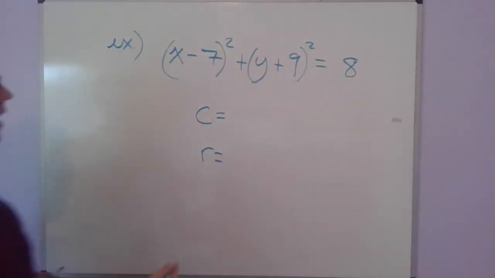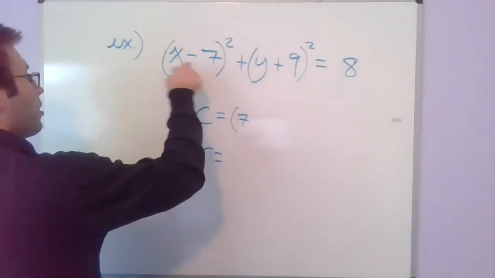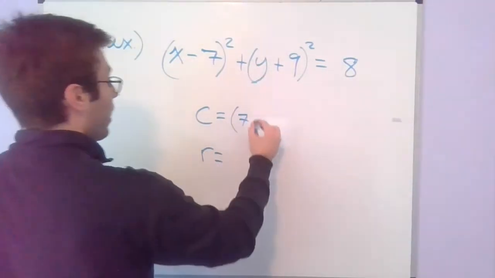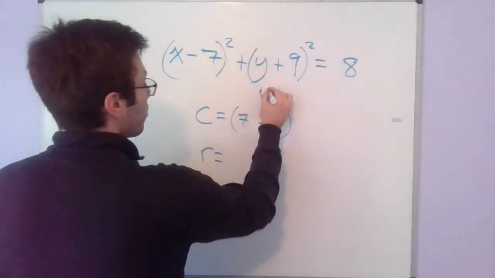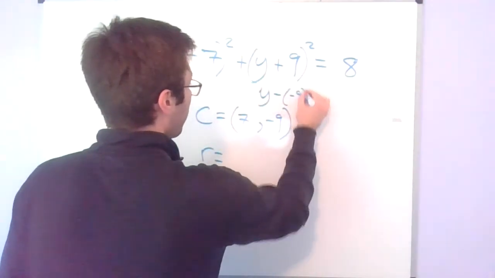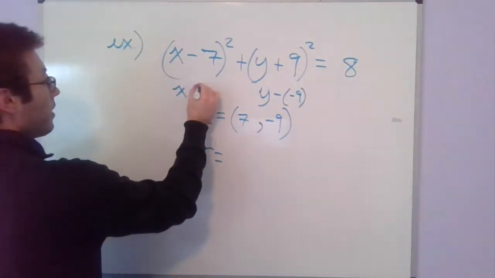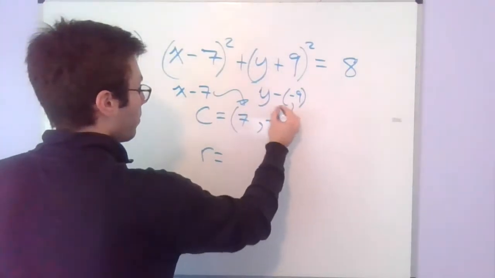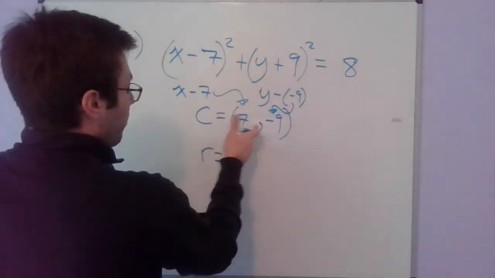Well, the center, again, is going to be, you're thinking the opposite. So instead of negative 7, it's going to be positive 7. Instead of plus 9, it's going to be negative 9. So it's 7, negative 9. And again, if you want to see that step, it's y minus a negative 9 here. So there's my negative 9. And it's x minus 7. So the 7 is just right there. So the center is at 7, negative 9.